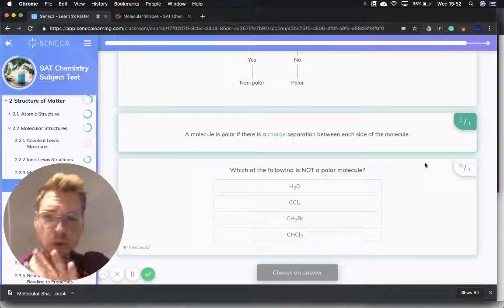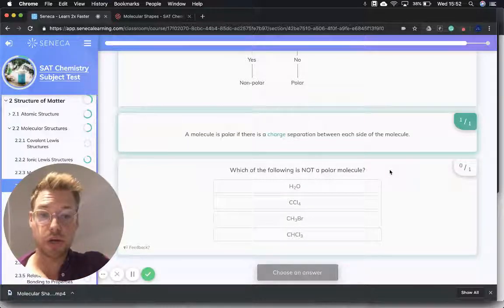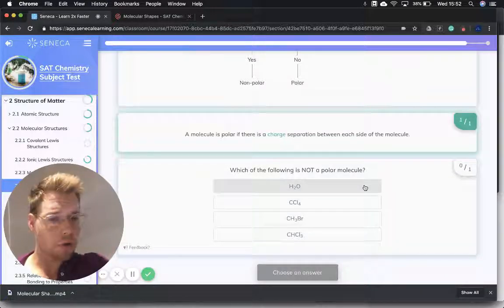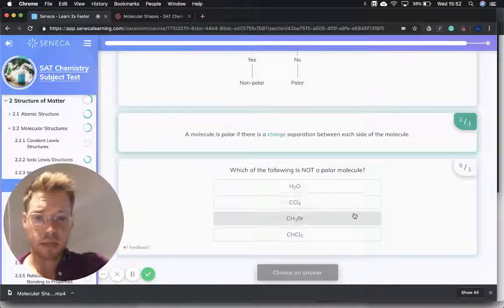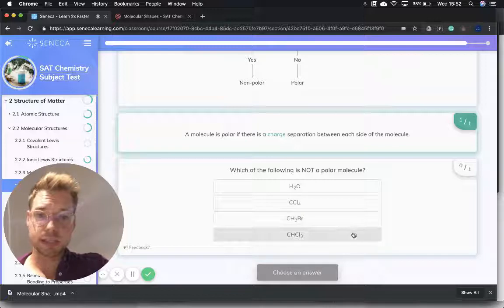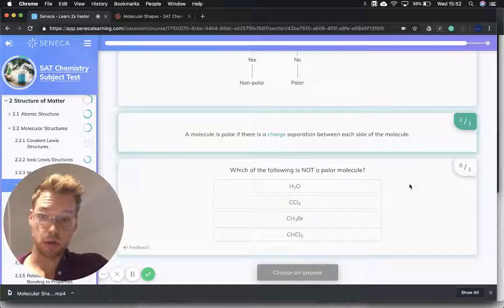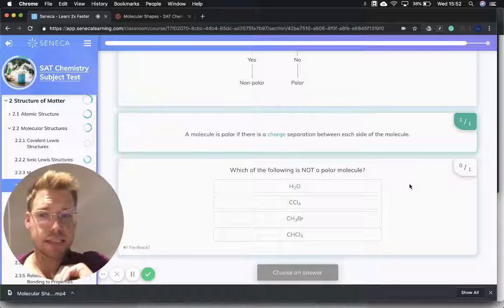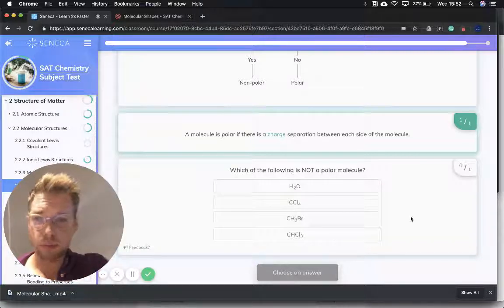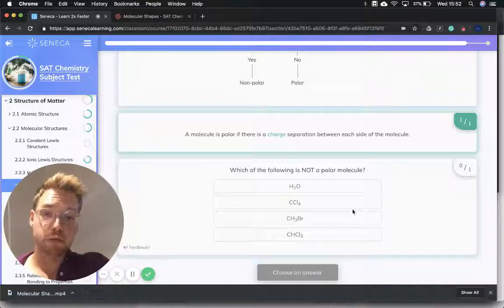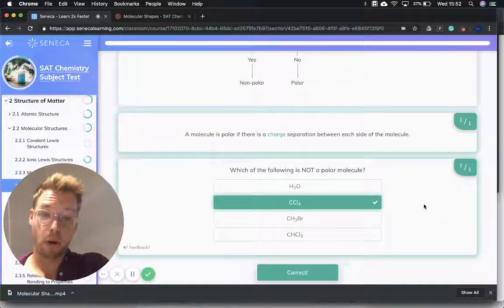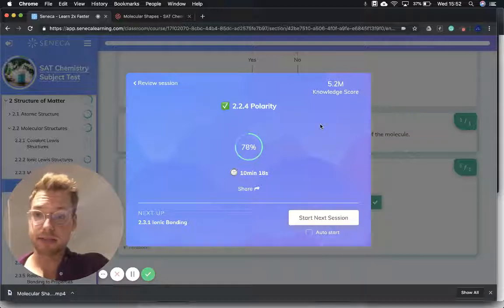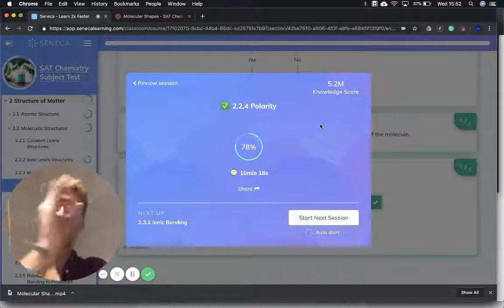I'm going to give you four molecules. I want you to tell me which one's not polar. We've got H2O, CCl4, CH3Br, or CHCl3. All of those molecules contain polar bonds, right? The SAT Subject Test loves this question. But CCl4 is going to be the non-polar molecule because those bonds are going to cancel out. Boom, you're welcome. Signed, sealed, delivered.